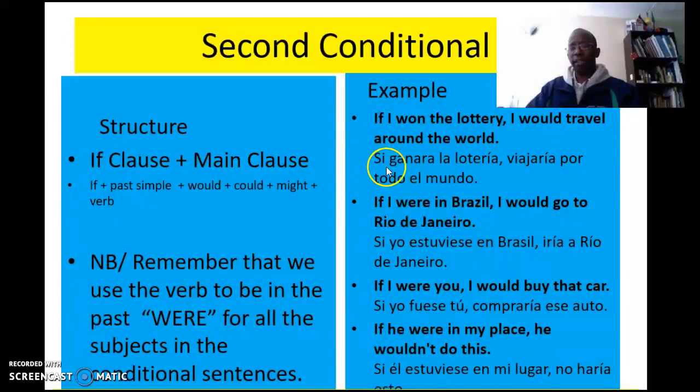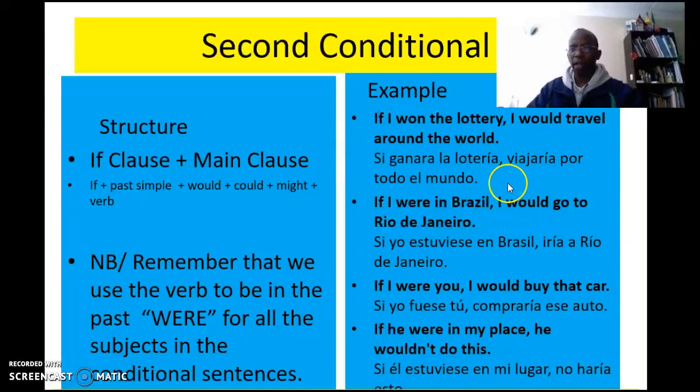Then we have some examples, and as we said from the beginning, they present cases that will never be true. For instance, if I won the lottery, I would travel around the world. This means that for sure I will not be able to travel since I did not win the lottery. It presupposes that I ought to have won the lottery so that I could travel, but that already took place in the past. That's why it will never be true, and therefore it becomes a hypothetical situation.